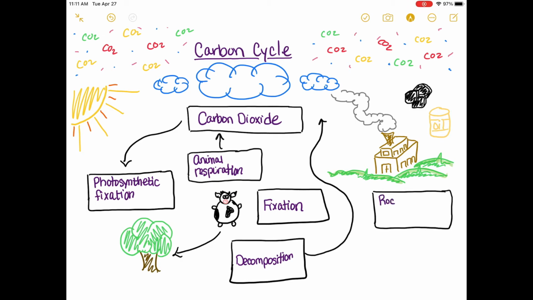Carbon is stored in rocks like limestone and fossil fuels such as coal and petroleum. When fossil fuels are burned, carbon dioxide is released into the atmosphere. Too much atmospheric carbon dioxide may be the cause of global warming.